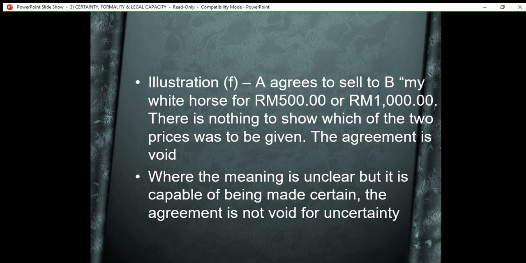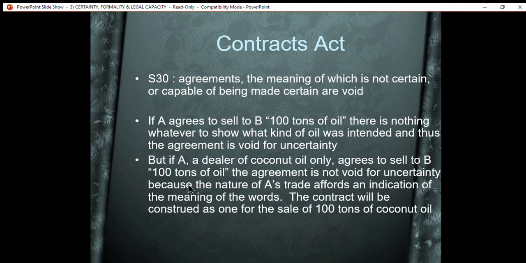Of section 30: A agrees to sell to B my white horse for 500 ringgit or 1000 ringgit. This is uncertain language, so the agreement is void. Please remember this is the effect of uncertainty under section 30 of the Contracts Act: agreements, the meaning of which is not certain or capable of being made certain, are void. So if the language used is not clear, or if you fail to reach the fundamental terms of the agreement, then the contract is void.